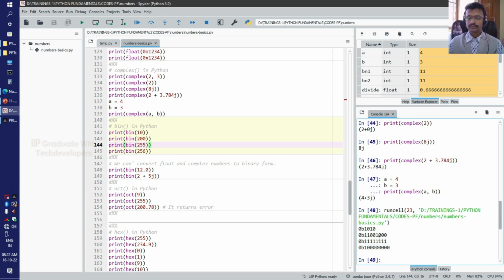And 256, look here, for 256 we have a 9-digit binary number instead of 8-digit, because 255 will end the 8-digit binary number. So for a number which is greater than 255, the binary function will create a 9-digit binary number.